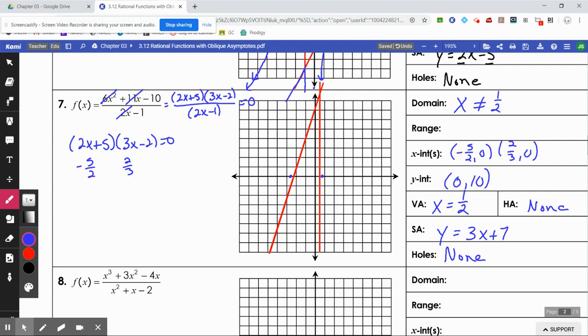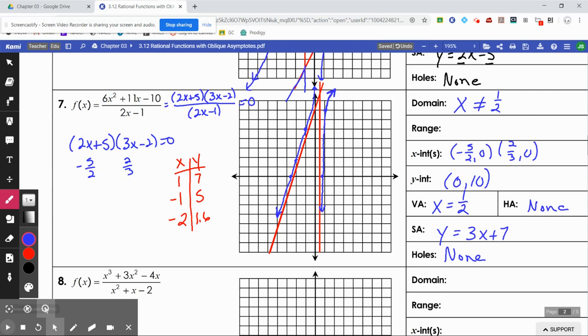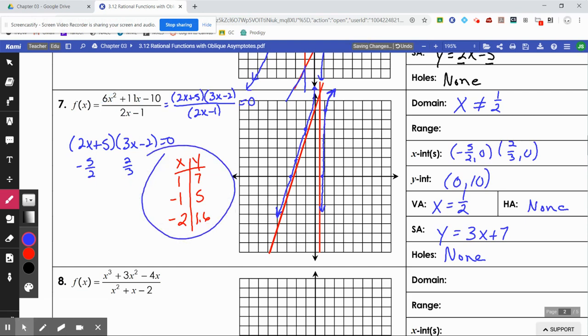Just to give this more of a look, let's plug in a couple more points to see what we get to better shape our graph here. So here I plugged in just a few values. For 1 I got 7, plugged in negative 1, got 5, plugged in negative 2, got 1.6, and I plotted those points.